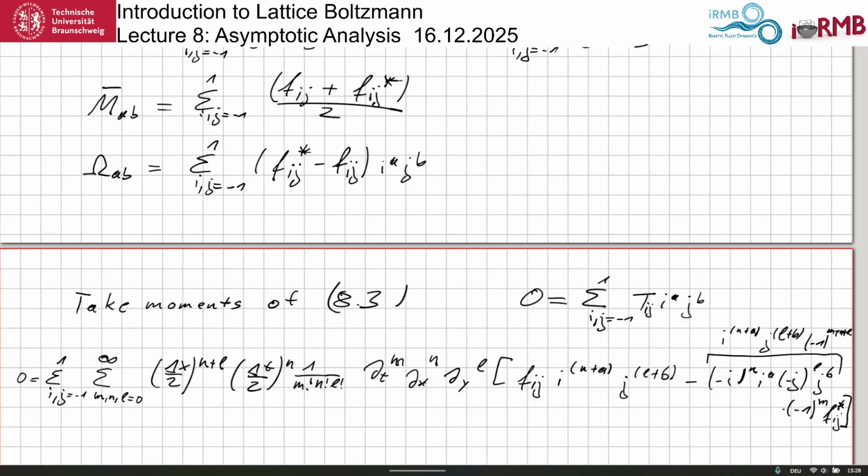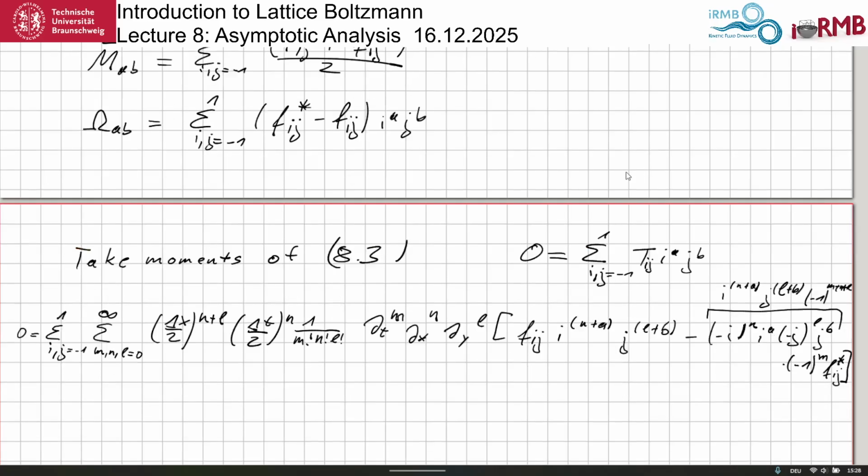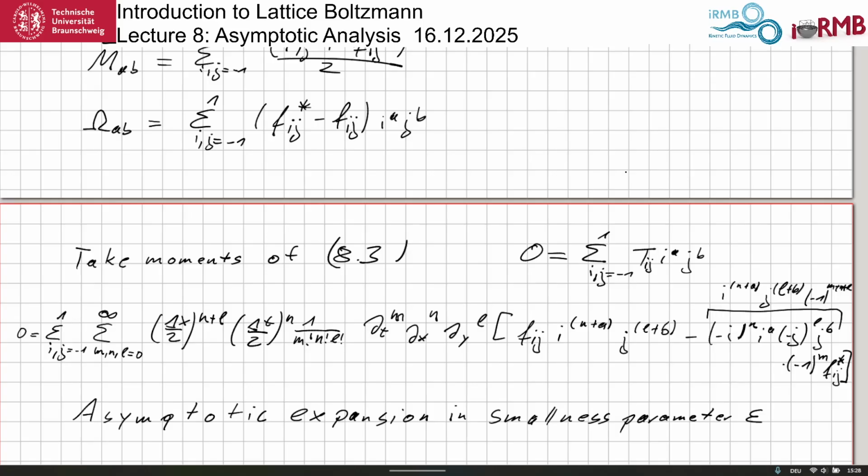Now, this is the Taylor expansion, and you can do a lot with the Taylor expansion already. But now we also want to do another expansion, and this is called the asymptotic expansion. And for an asymptotic expansion, we require something that's called the smallness parameter epsilon.